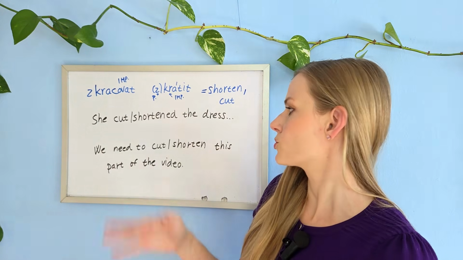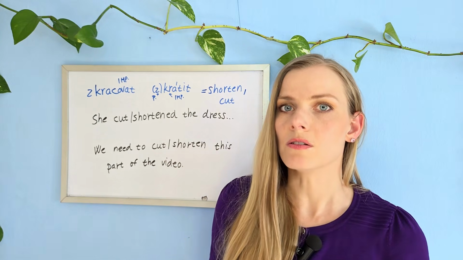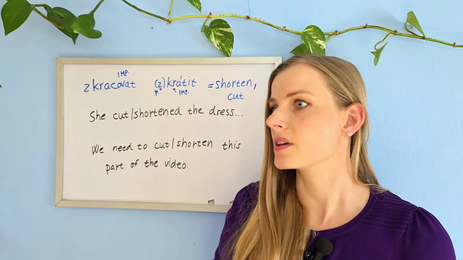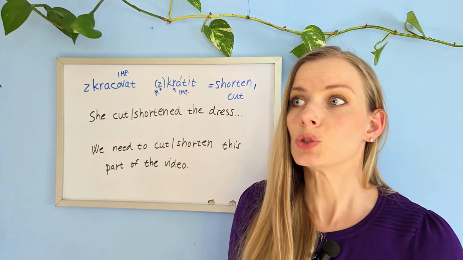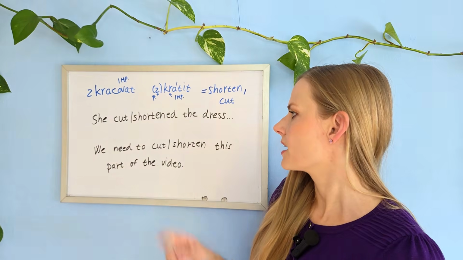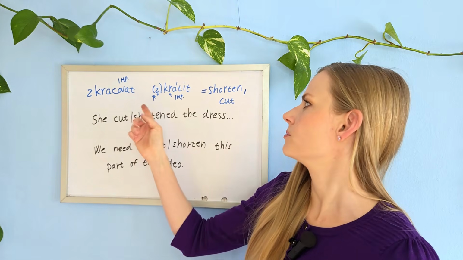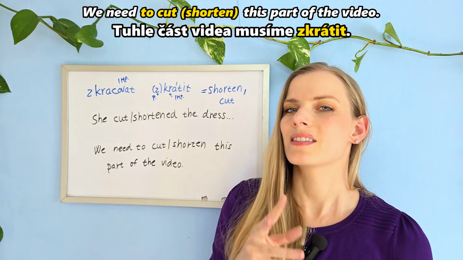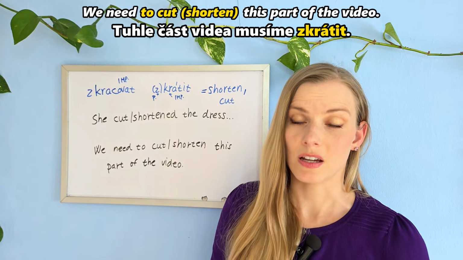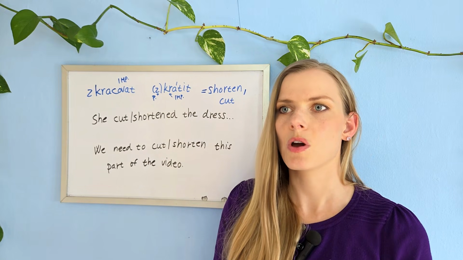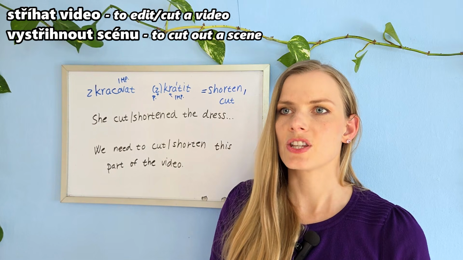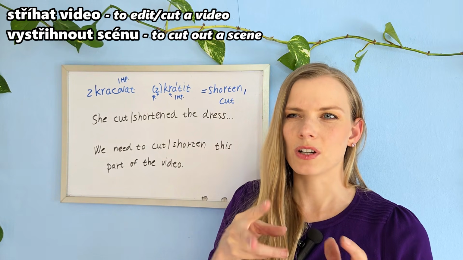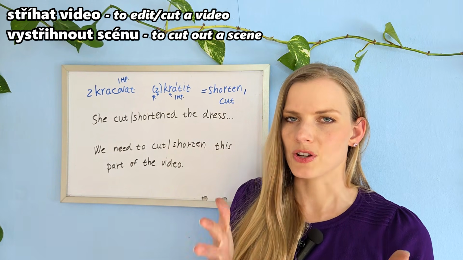We need to cut or shorten this part of the video. That's what I do all the time. There are some parts that are just a little too long, so I have to shorten it. And I can also use this verb, zkrátit. Tuhle část videa musíme zkrátit. When editing a video, we often use the verb stříhat or vystřihnout, to cut a part out, vystřihnout.